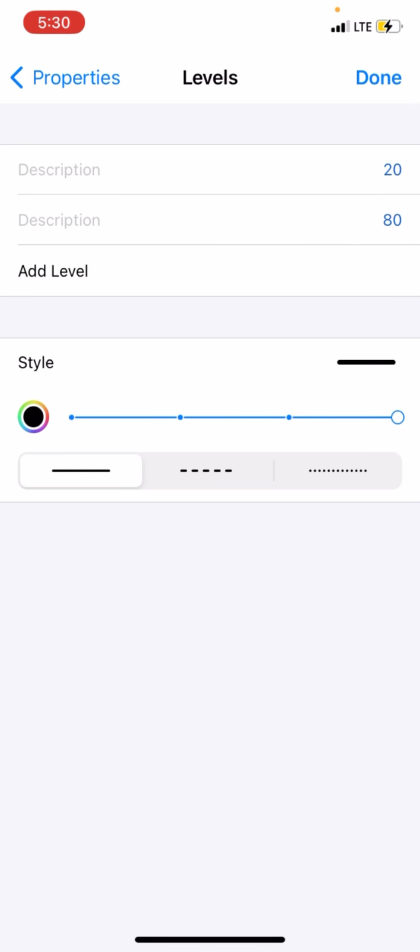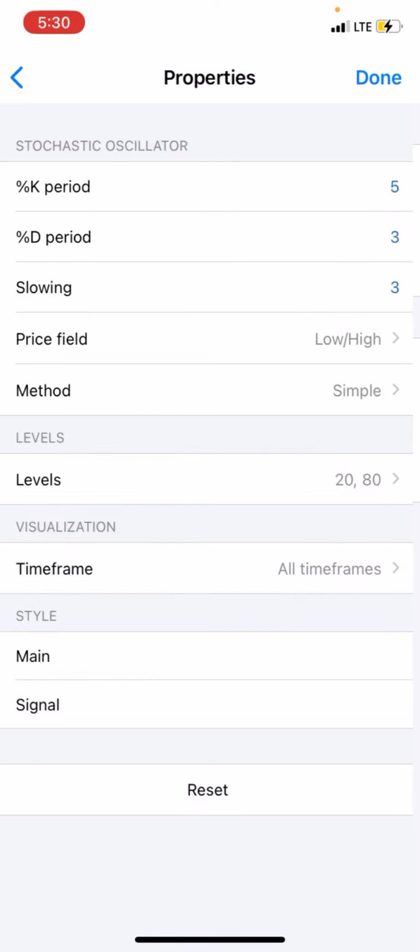If you're using black background, then you can use white color, bright color. But for those of you using white background, please use the same color as I'm using here. Click done.